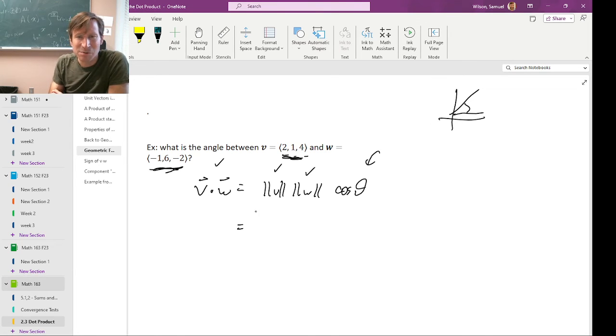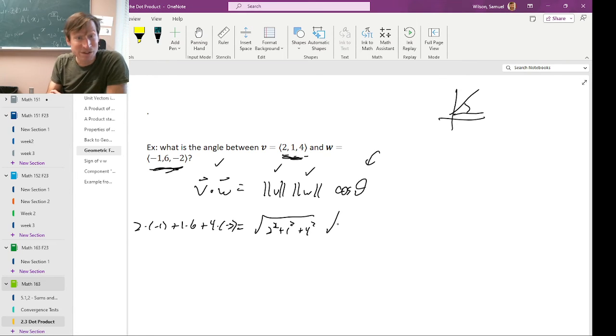So v dot w, let's see, it's 2 times minus 1 plus 1 times 6 plus 4 times minus 2. The magnitude of v, that's going to be the square root of 2 squared plus 1 squared. Oh, that should be a squared. So 2 squared plus 1 squared plus 4 squared. The magnitude of w is going to be minus 1 squared plus 6 squared plus minus 2 squared.